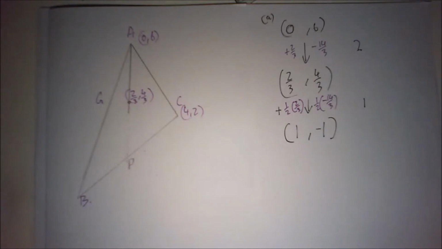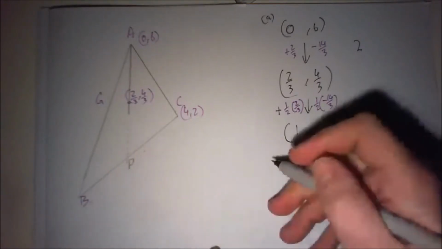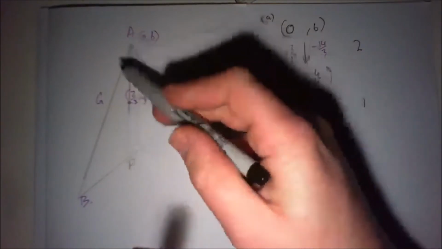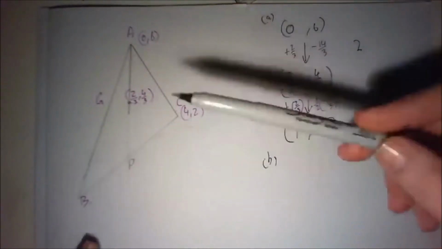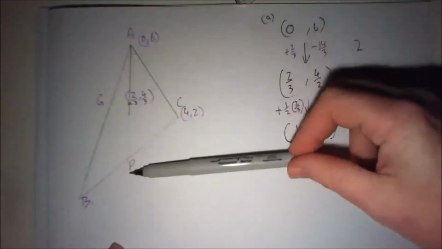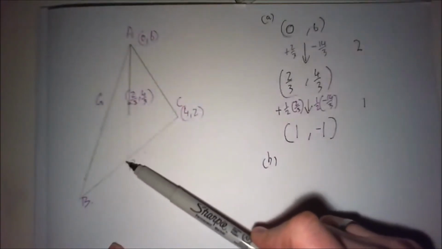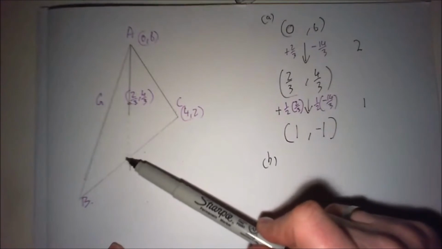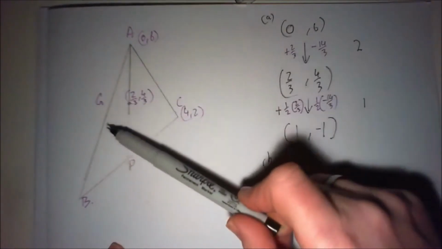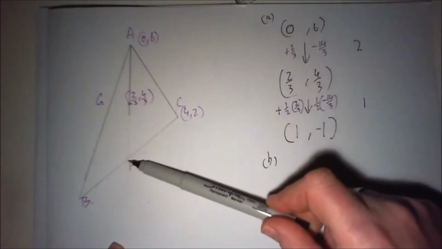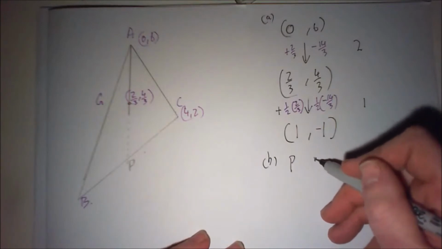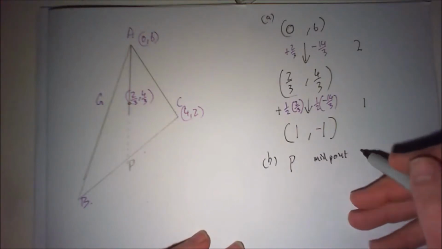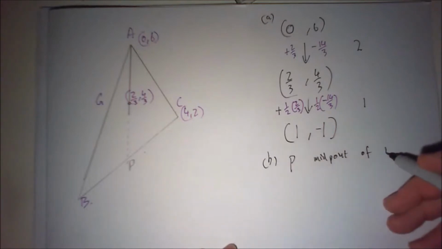Okay, so part B then. Part B is find B. Now, to find B, we could go the centroid route. What do we know about finding the centroid? If we were to draw the centroid, we know it bisects this line, and the point of bisection, the midpoint to A, would give you one of the centroid lines. So that P has to be the midpoint of BC. The point P is the midpoint of BC.